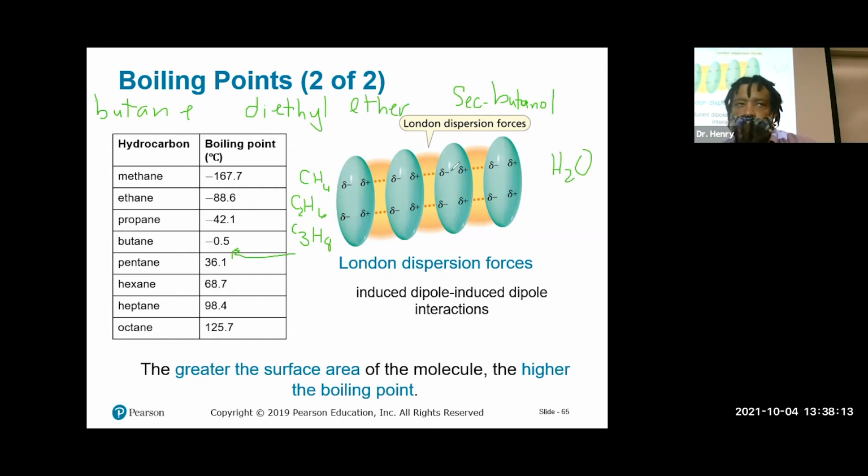Which one is going to have the higher boiling point? Rank it from highest to lowest. It may help to draw the structure. Let me add one more. Okay, get some answers for me. From highest to lowest, the one with the highest boiling point to the lowest boiling point. Got an answer? Let's see.